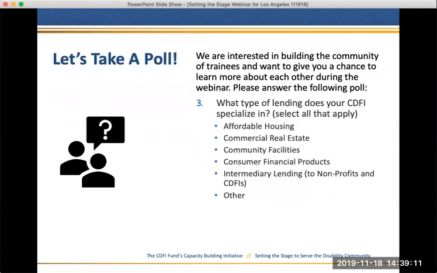Our next poll gets back to building the community. We want to know more about you. What type of lending does your CDFI specialize in? You have the option of selecting affordable housing, commercial real estate, community facilities, consumer financial products. We want to know this because we have some breakouts planned in the afternoon, so this will give us a sense of what your expertise is in. And then we'll interpret the poll in a minute. If you don't see a type of lending or a type of interest you have listed here, please put that in the chat box.